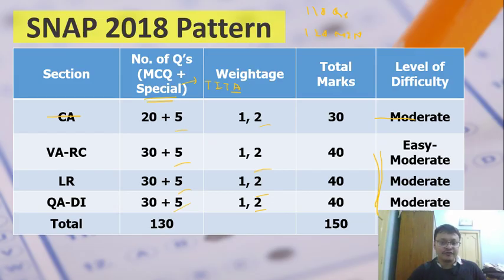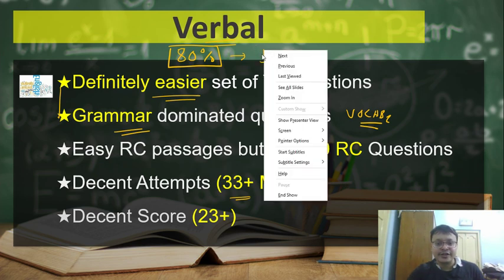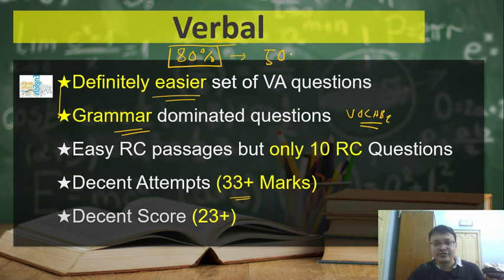Out of 40, a decent number of attempts would have been 33 plus. So again, I would say approximately attempt 80% plus of the paper. In every section, try and attempt around 80% plus of the paper. And as far as scores go, you should be looking at something like 50 to 60% in every section. That would be a very good score to go ahead with.